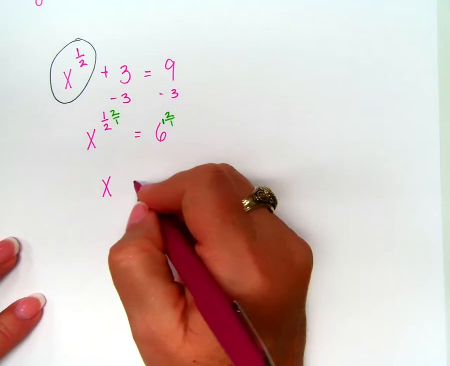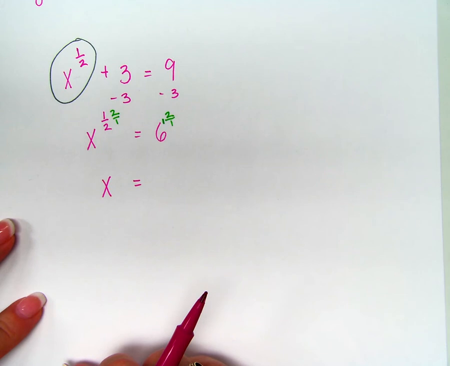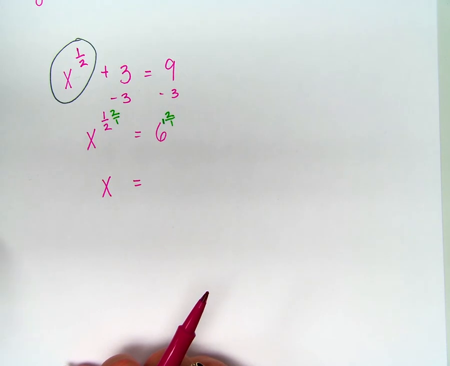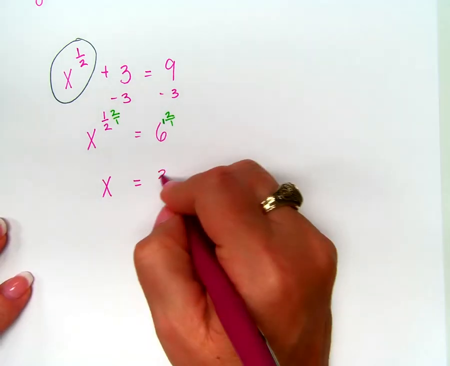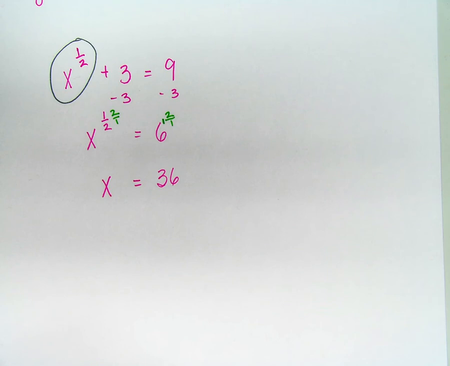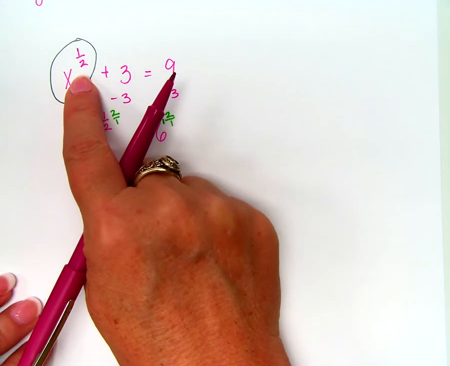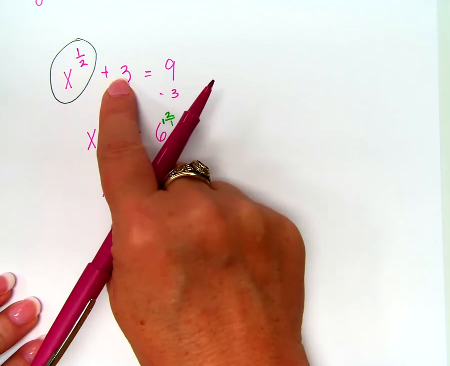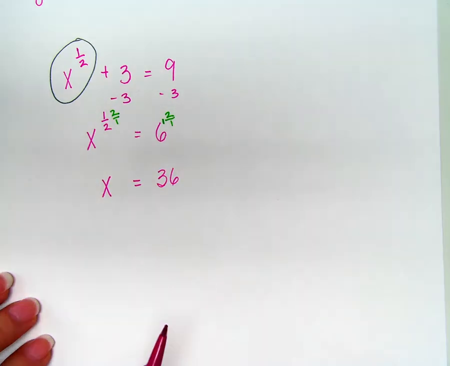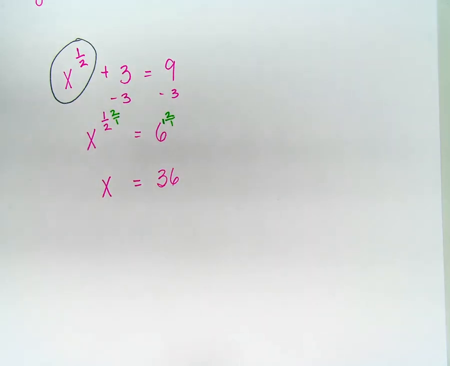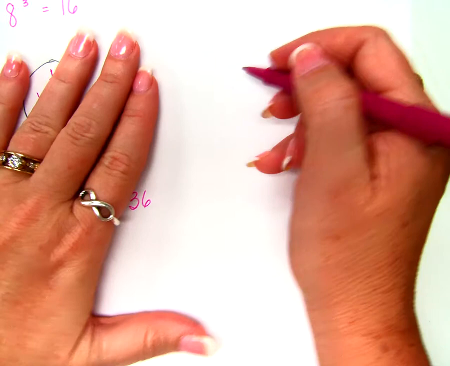Okay? What happens on the right-hand side? What's 6 to the second power? 36. Is it right? 36 to the 1/2 power. 6 plus 3? 9. It's right. What about if it looks like this?